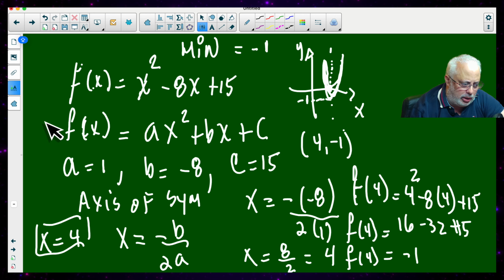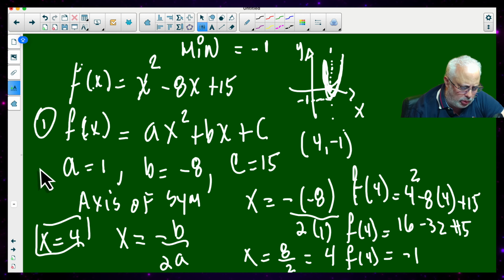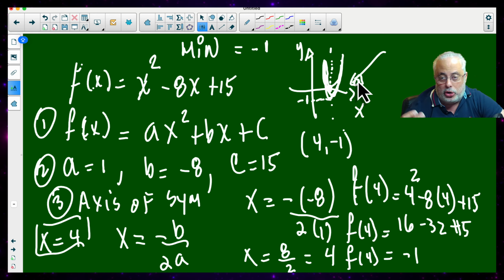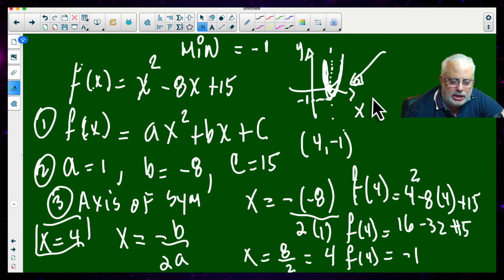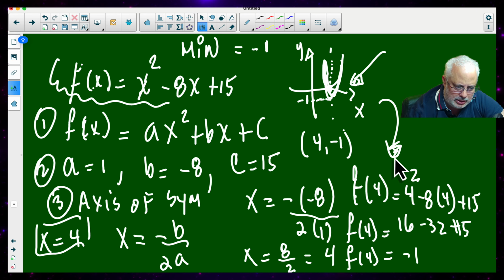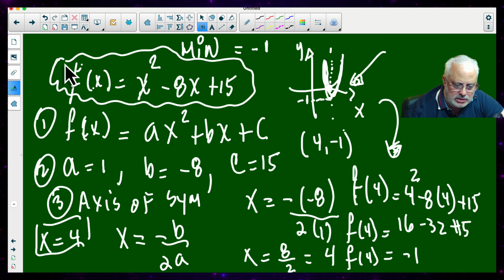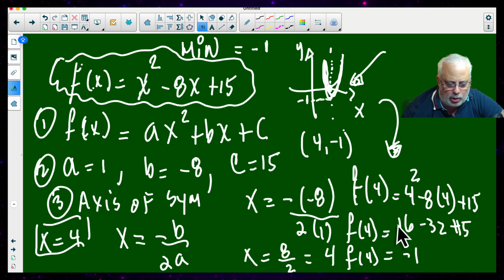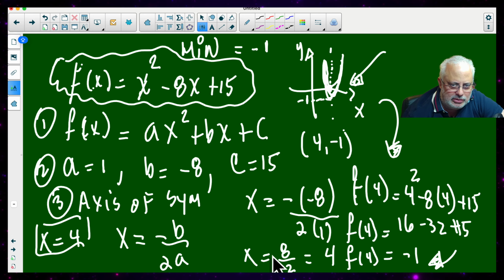So a standard form, important. Coefficients, important. Axis of symmetry, important. Finding the axis of symmetry will give you that point right there, the x coordinate of the minimum, and then you evaluate in the original function. You can evaluate for 4 as your x value, your input, and the output is your minimum. Simple as that. This is the algebra perspective.